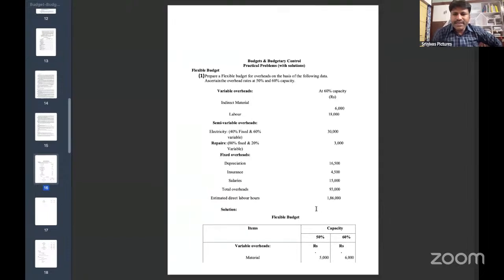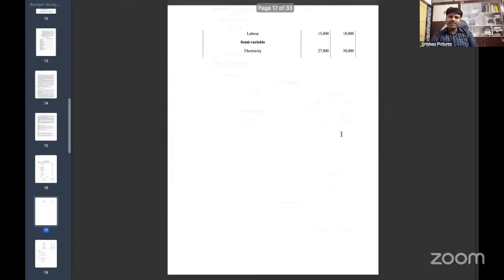For example, material. For 60% it is 6,000, so for 50% it is automatically 5,000. Next, labor. For 60% it is 18,000, so for 50% it is 15,000. Next, semi-variable expenses.